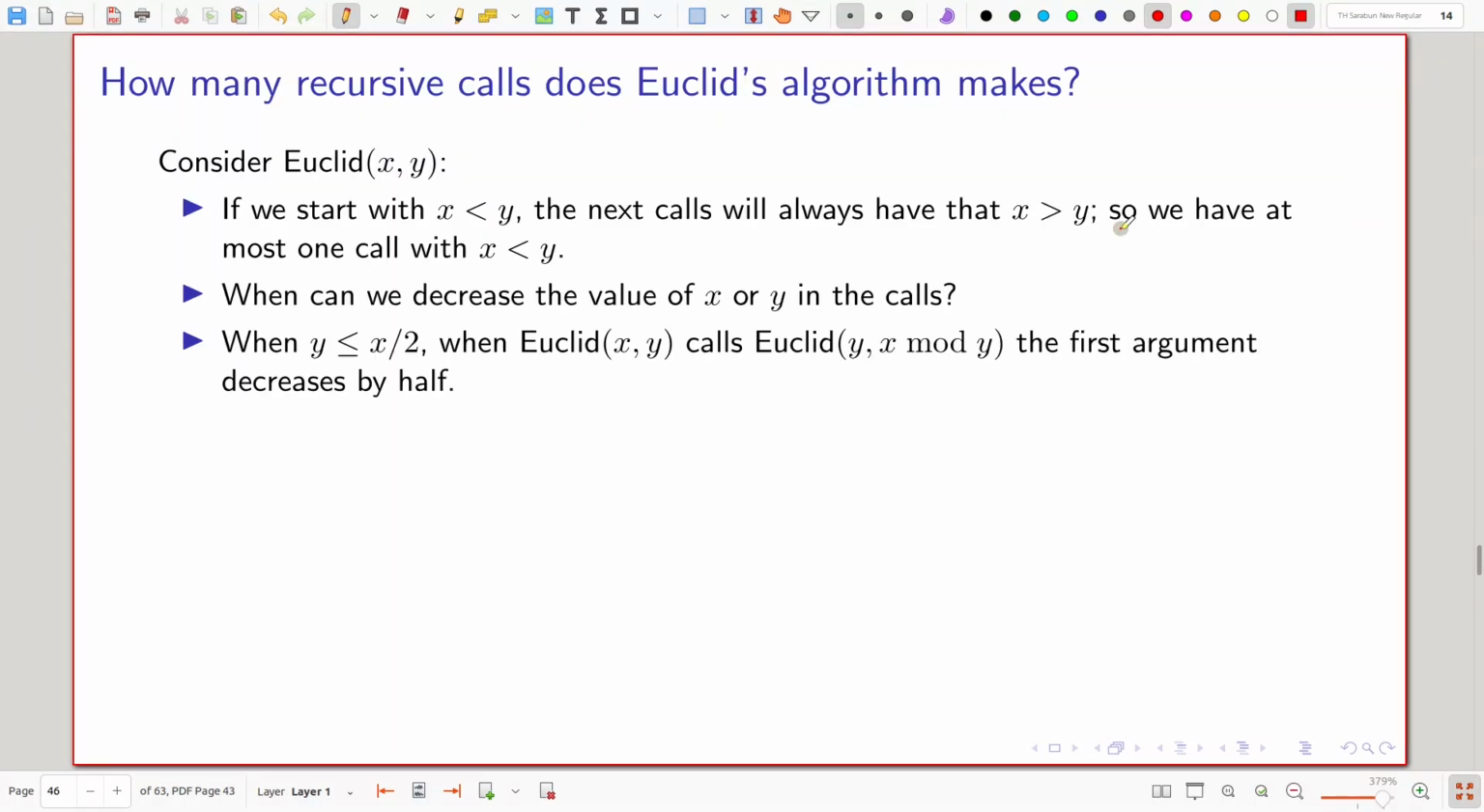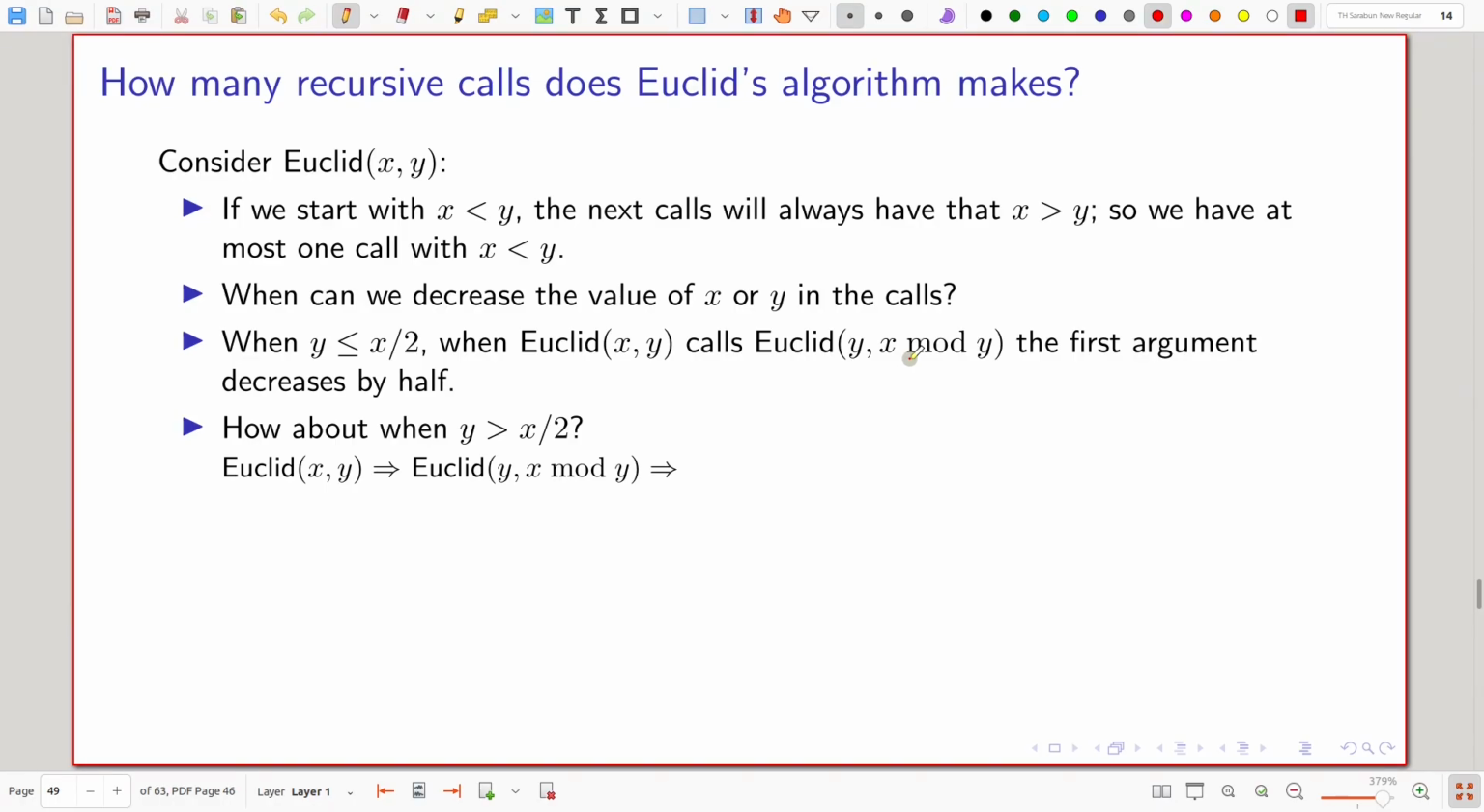So when y is less than half of x, in the recursive call the first argument decreased by half. Okay, this is what we had. So if y is less than x over 2, right? Otherwise, if y is larger than x over 2, you call Euclid x y and it calls Euclid y, x mod y.